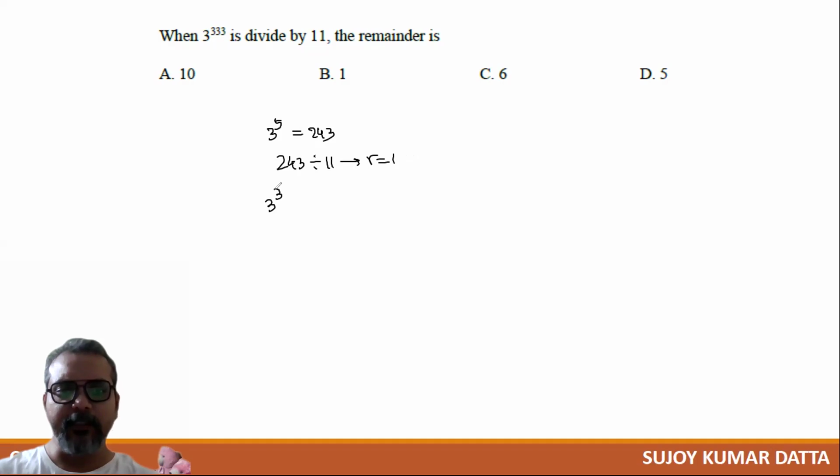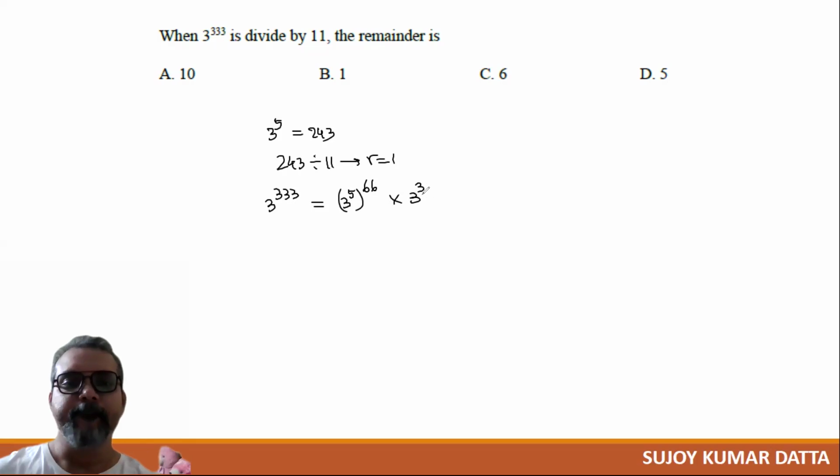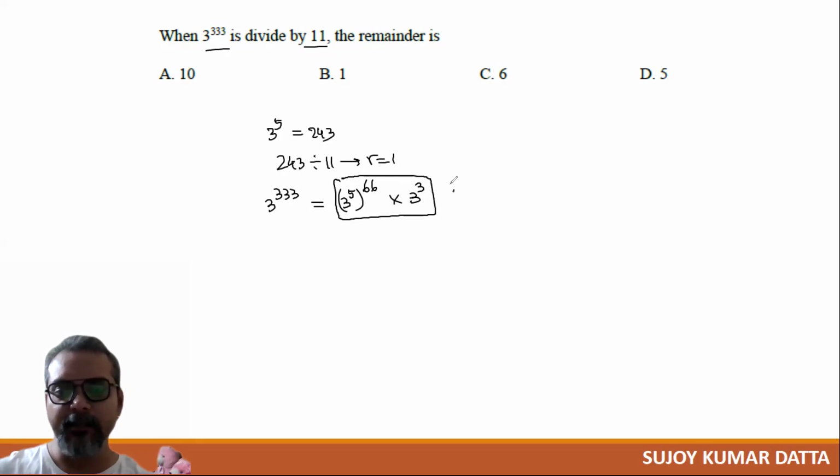So now we need to work on this. That would be 3 raised to the power 5 to the power 66. That will make 3^330, and multiply 3 cube. That's the balance. So when you are dividing this by 11, it's as good as dividing this whole thing by 11. Now observe 3 to the power 5 leaves remainder 1. So from here, your remainder is 1 raised to 66, which is basically 1.